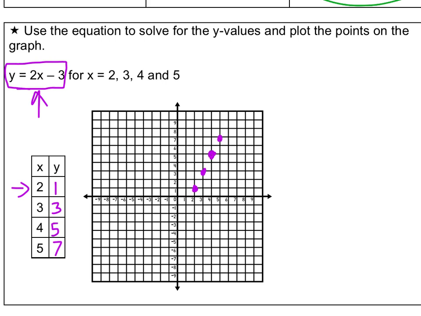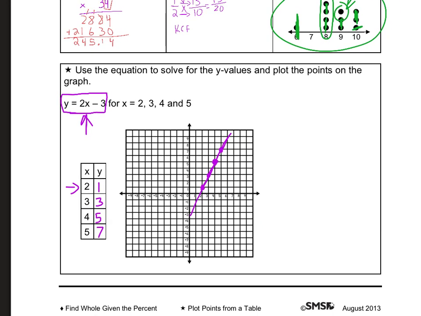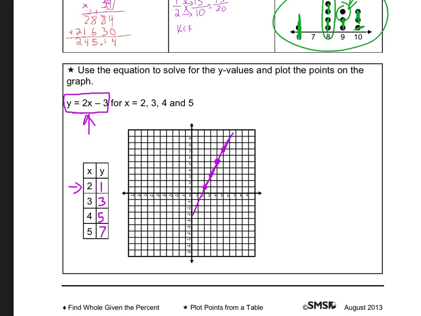7 up. So you see a little pattern going on here, and it looks like that even makes a straight line, don't you think? It does not pass through the point of origin, but it does make a straight line. That wasn't even one of the questions.